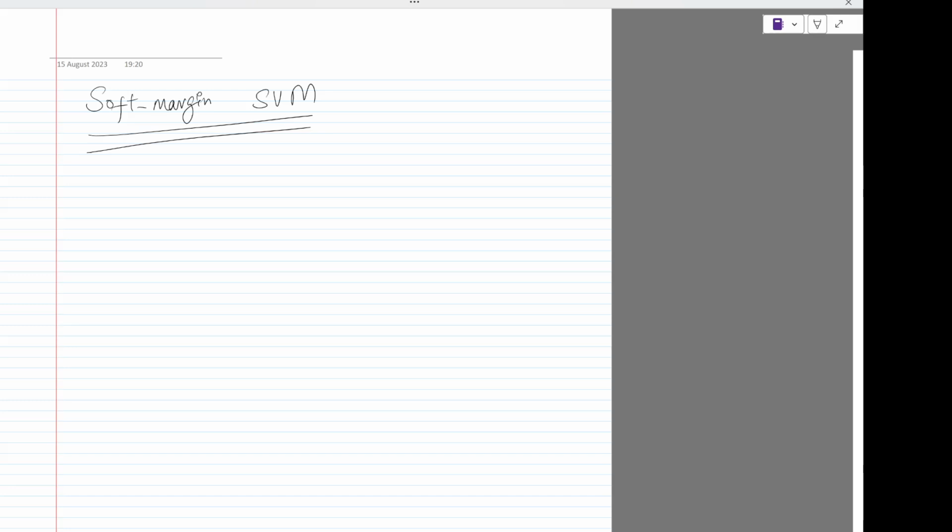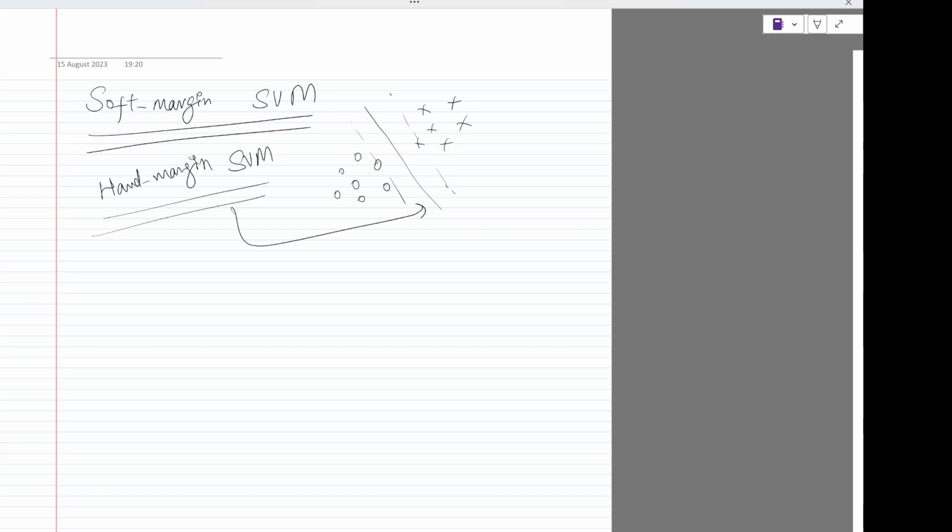So I think what was covered in the lectures was hard margin SVM, where your data is sort of separable, and you find this strict margin which separates your data points. This is the hard margin SVM.